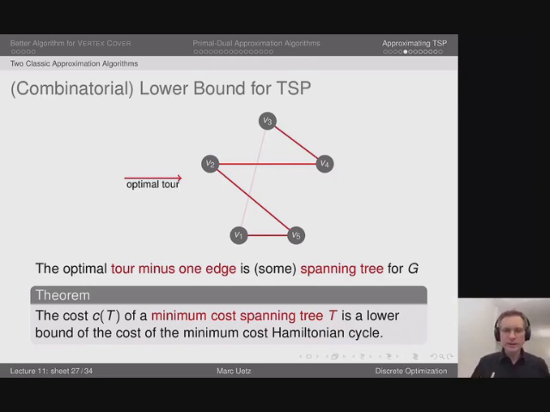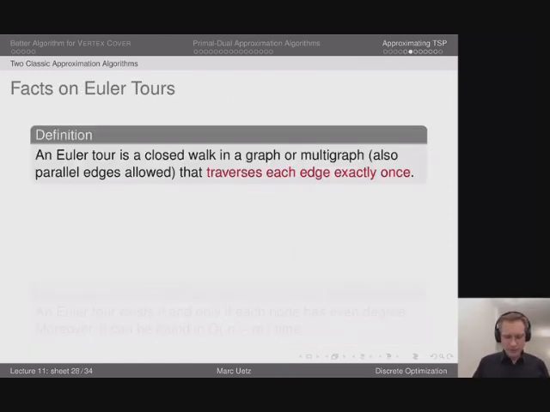The next thing that we need is we have to collect a few things about Euler tours. So what is an Euler tour in a graph? An Euler tour is a closed walk in the graph. So you end where you started, but while walking along the edges, you are traversing each of the edges of the graph exactly once. So you can go through one and the same vertex several times, but you can only use each of the edges exactly once. And you have to exhaust all the edges.